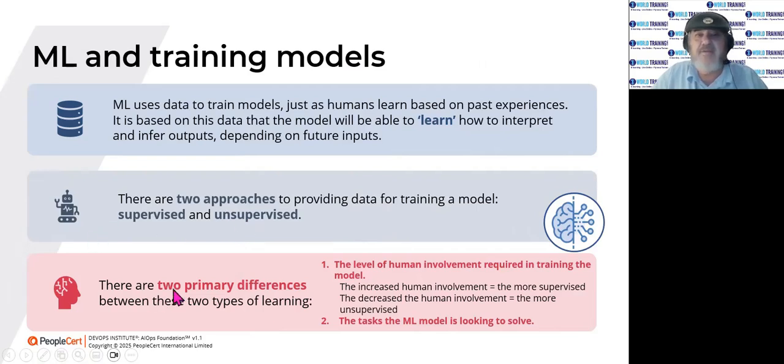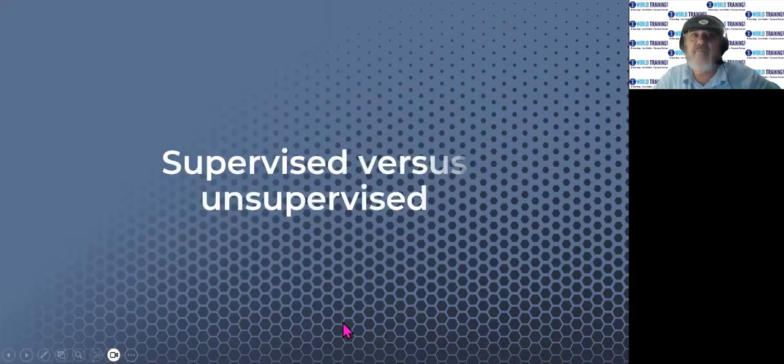There are two primary differences between these types of learning. The level of human involvement required in training the model: the increased human involvement means more supervision, and the less human involvement, the more unsupervised it is. The task that the machine model is looking to solve is also a difference. So let's talk about supervised versus unsupervised.